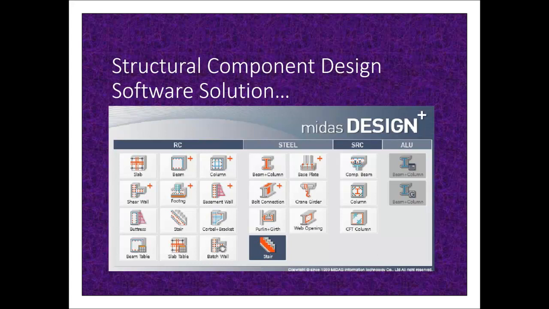And further there is base plate design, bolt connection, in which shear connection and moment bolt connection is available. Crane girder design is there, purlin press girth design, web opening and staircase design is available. Then we have steel reinforced concrete, that is composite type of beams, columns and CFD type of columns also designs available. And there is aluminium design also available for beam and column.